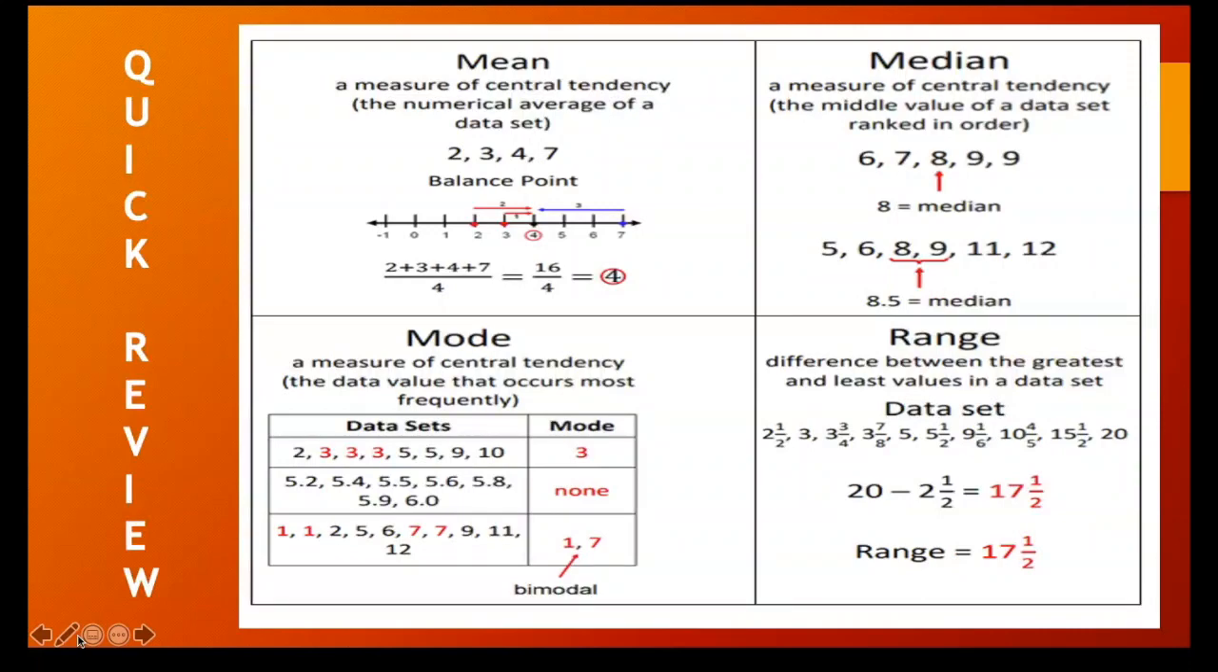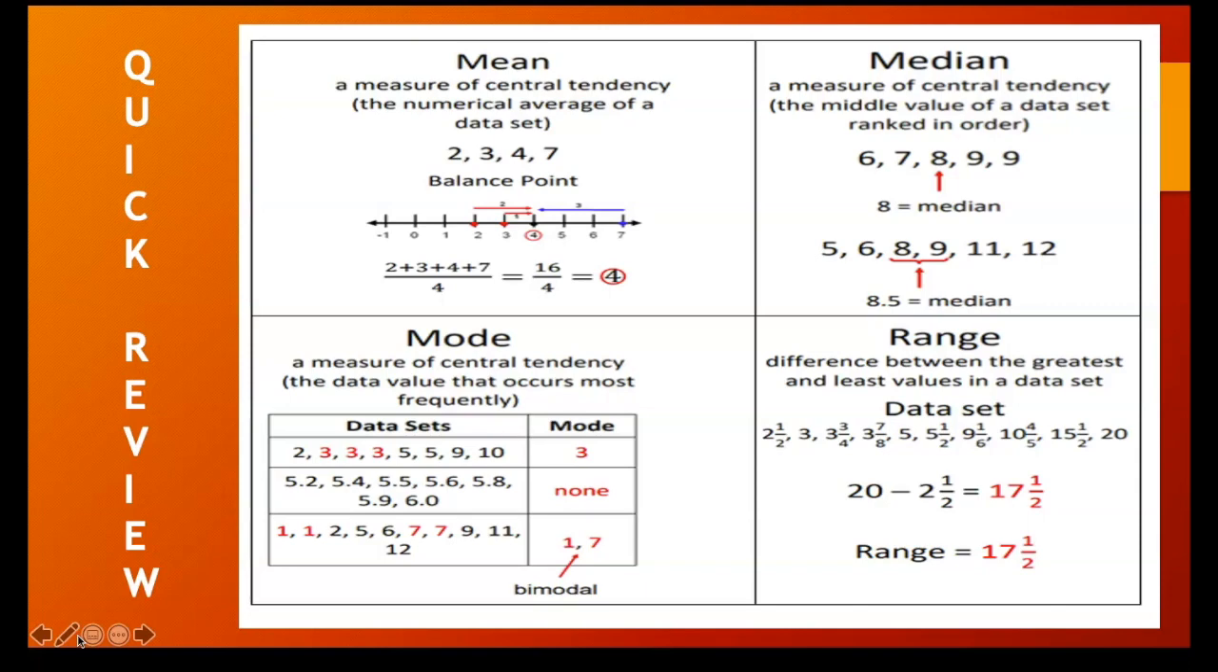So just some quick review. Our mean, which you talked about extensively last week with Mr. Espinal, thinking about your balance point, is a measure of central tendency that's talking about the average. Remember, add them all up, divide by the number that's in the set. Where is that balance point? That's your mean. Your median is your middle number once your data is in numerical order. So it has to be in order for you to find your median.